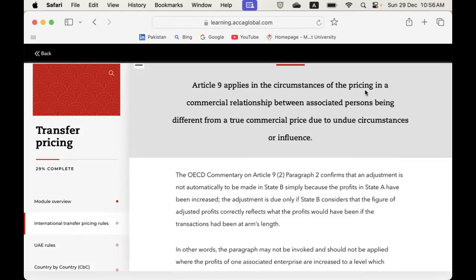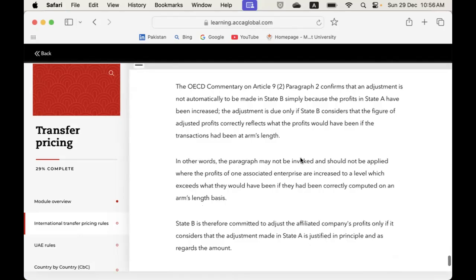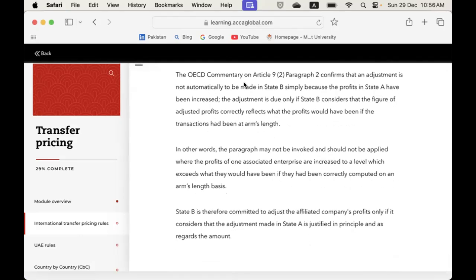Article 9 applies in circumstances where the pricing in a commercial relationship between associated persons or enterprises differs from a true commercial price due to undue circumstances or influences. The OECD commentary on Article 9 confirms that an adjustment is not automatically to be made in state B simply because the profits in state A have been increased. This is not an automatic thing; we have to see the fairness. The adjustment is due only if state B considers that the figure of adjusted profits correctly reflects what the profits would have been if the transactions had been at arm's length.